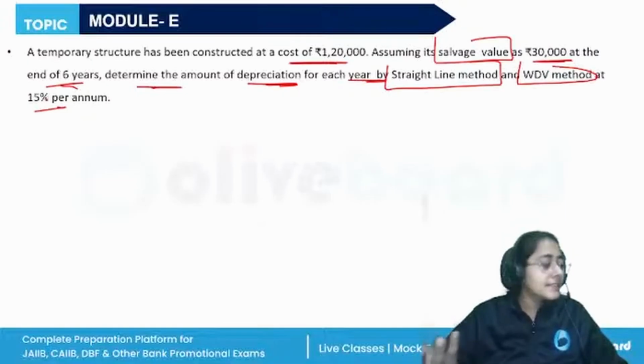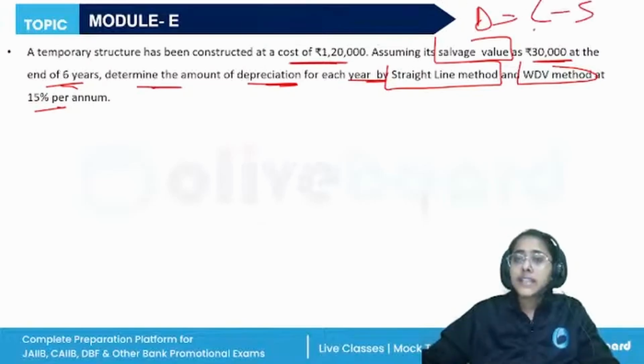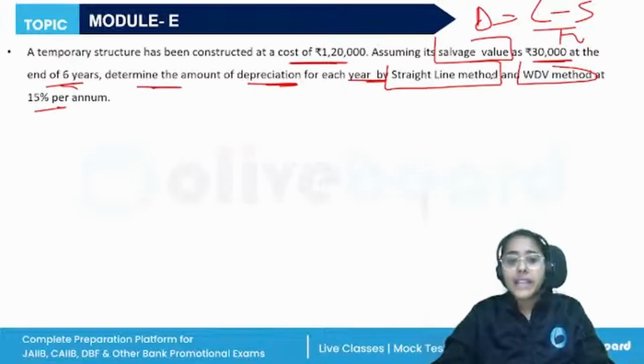So depreciation, we know it is the loss in value due to normal wear and tear or climate conditions, right? How do we calculate the annual depreciation? I hope you remember the formula we have discussed. It is calculated as D is equal to C minus S divided by N, where D is the annual depreciation, C is the cost, and S is the salvage value. Salvage value is the value that the property may fetch at the end of the useful life, and N is the life of the building in years, right?